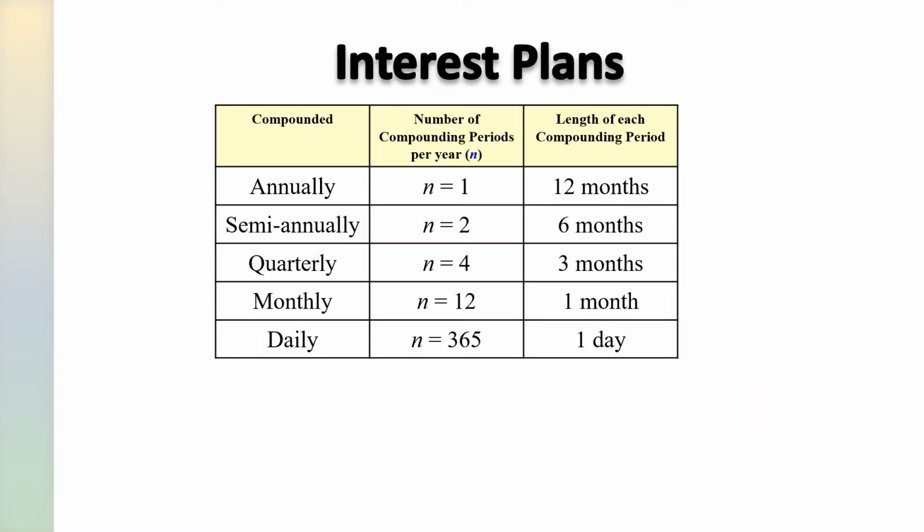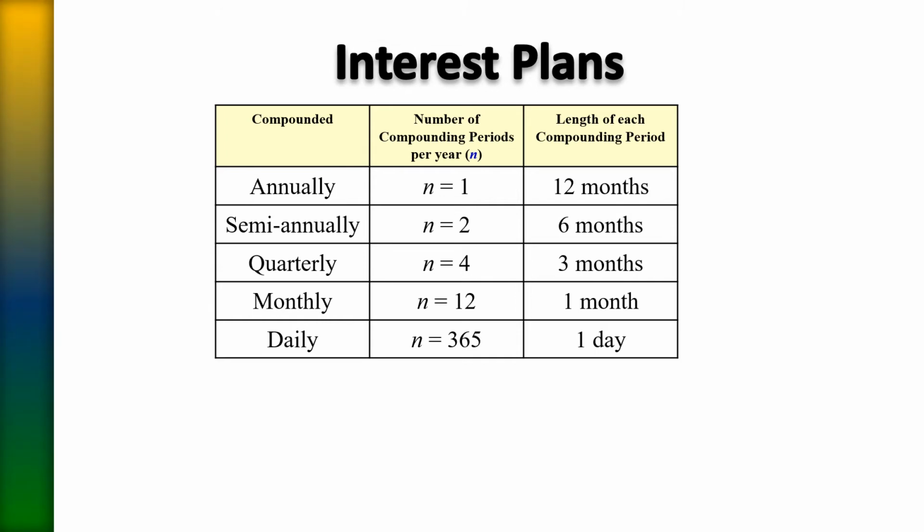Interest plans. Now in the previous problems, the interest on that particular account was compounded annually, which was once a year. In other words, every 12 months. But here are some other plans. Semi-annually, it's going to compound twice a year, which is every 6 months. Quarterly is going to compound 4 times a year, which is every 3 months, and so forth. Okay, so just make sure you keep in mind these different time periods in which the interest on the account can compound, because that will certainly help you in solving problems involving compound interest.